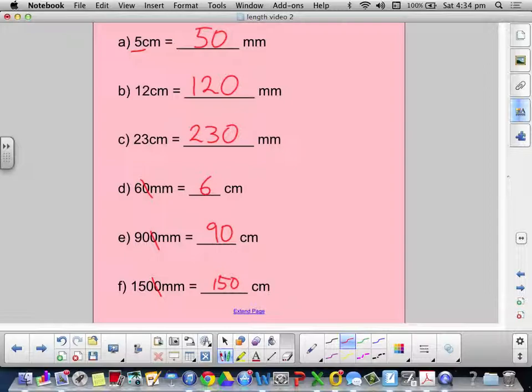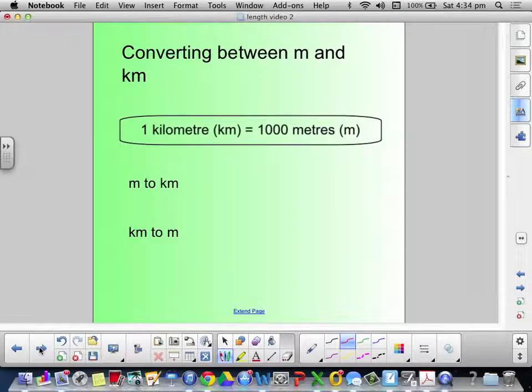Now stay with me. Don't go yet because we've got one more kind of conversion to do before you go on to your next activity. This time we're going to convert between metres and kilometres. Really important to be able to do this. And notice our main fact here, 1 kilometre equals 1,000 metres. The prefix kilo actually means 1,000 of, so kilogram, there is 1,000 grams in that. And there are 1,000 metres in 1 kilometre.